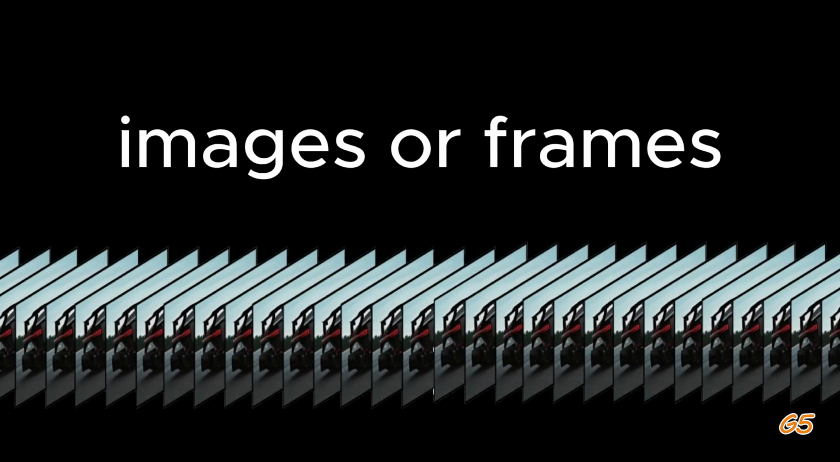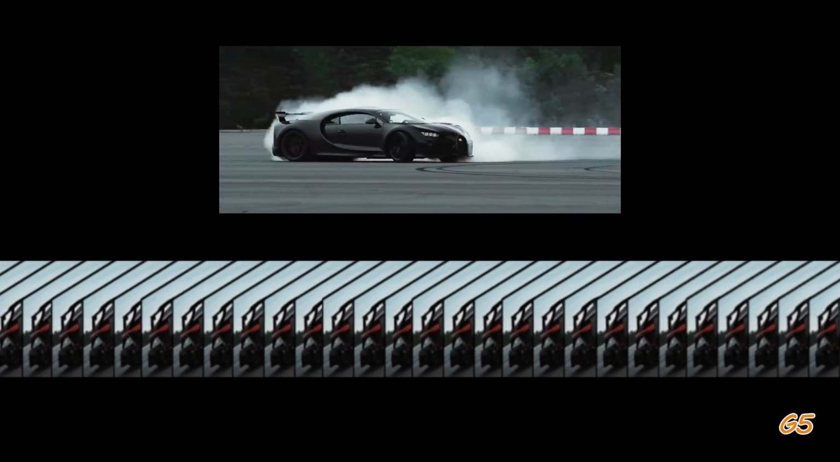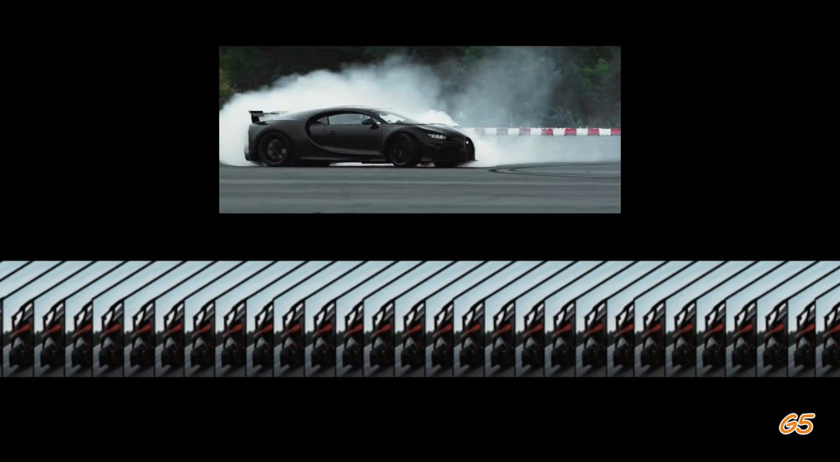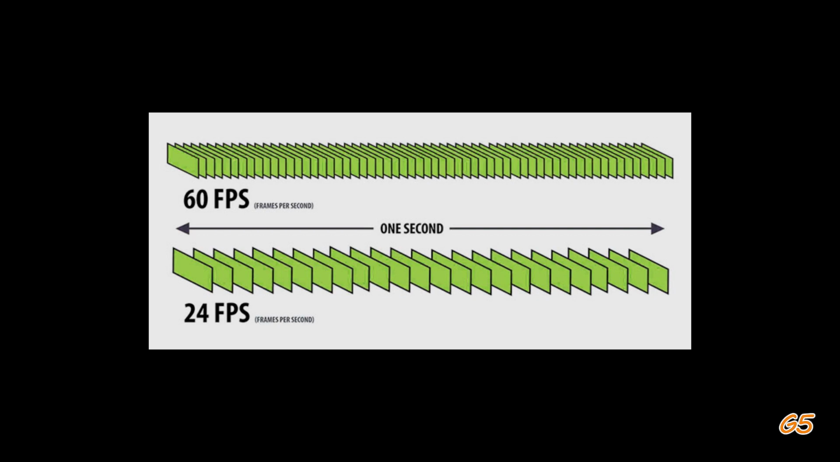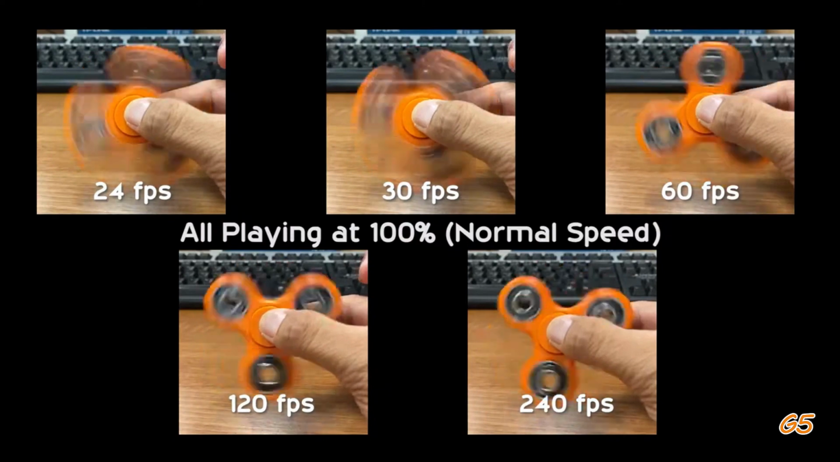A video is a sequence of images or frames displayed in succession to create the illusion of motion. These frames are displayed at a certain rate known as frame rate, which is typically around 24 to 60 frames per second for most videos. Here is an example of video with different frame rates.